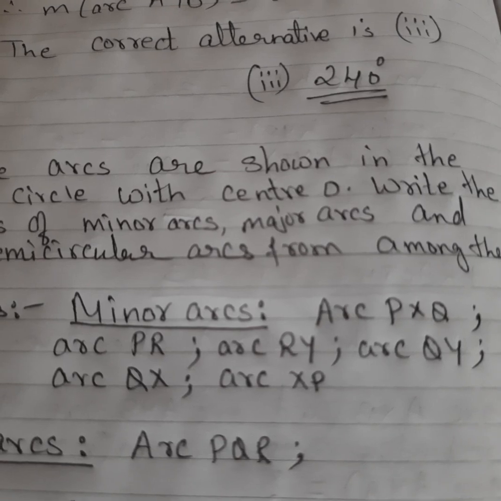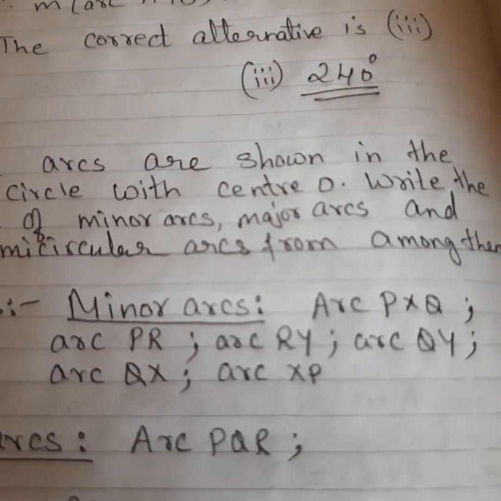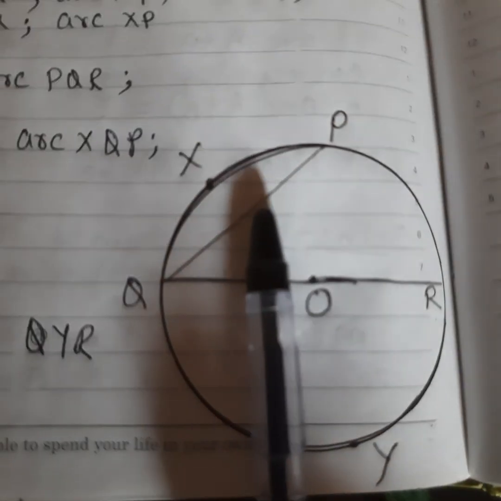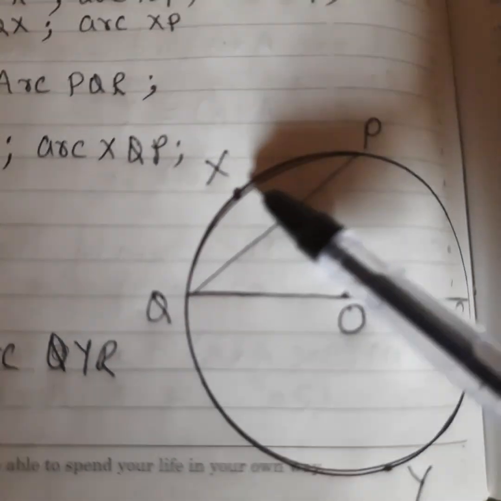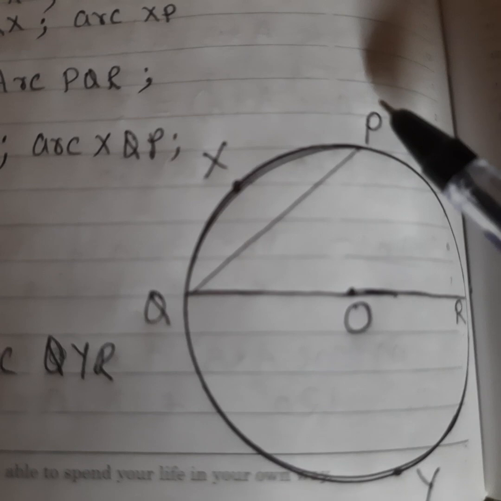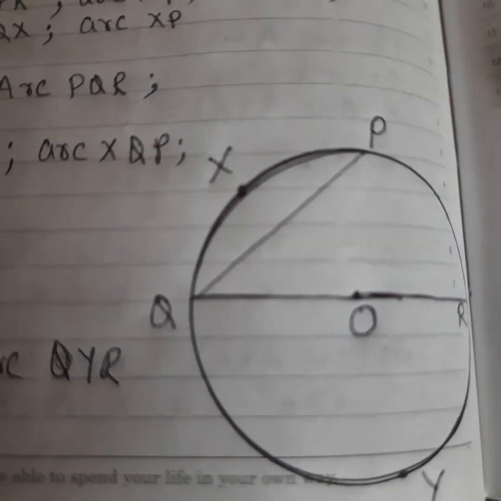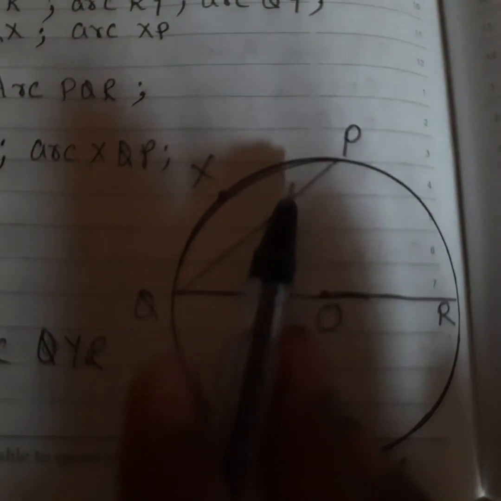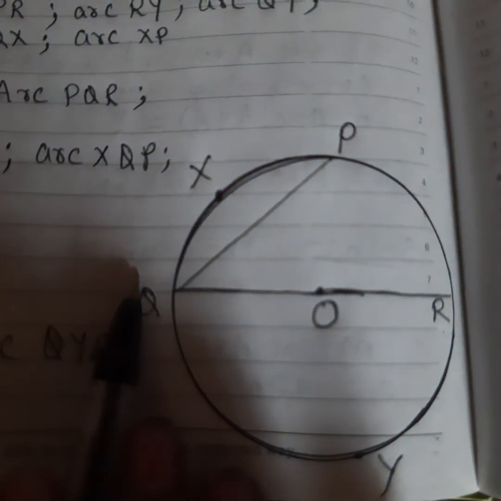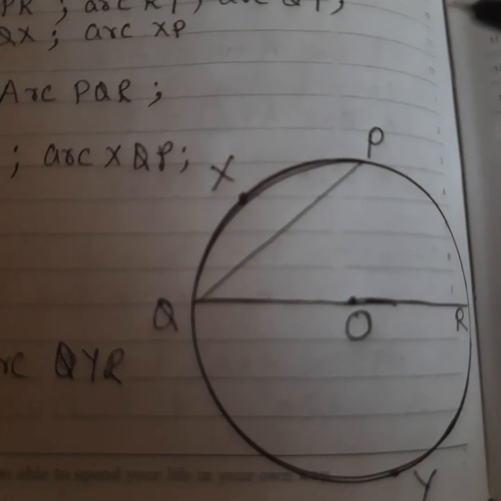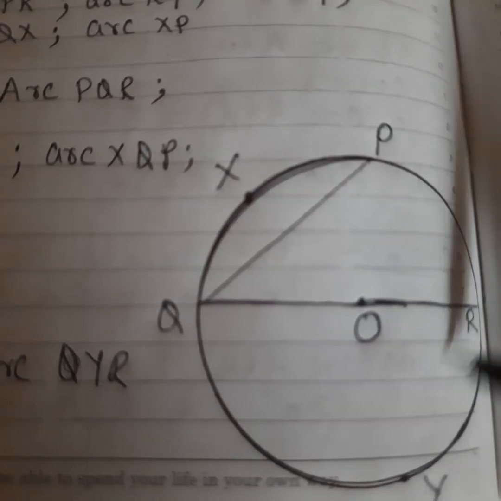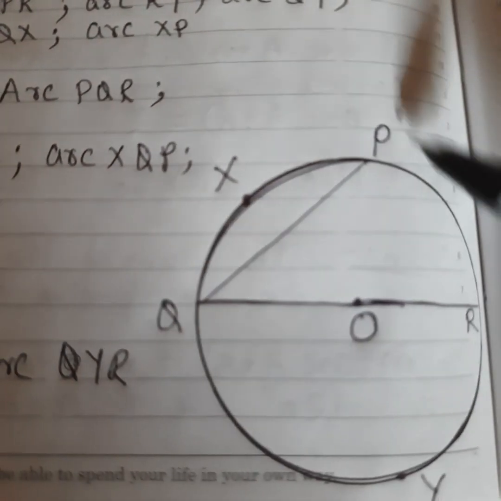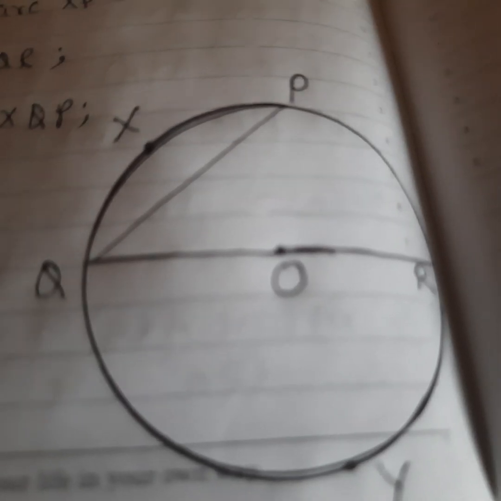Now we'll go on to the major arc. Keeping arc PXQ in mind, we can start. PXQ is a smaller arc, so who is the other one? If I take arc PXQ, then it should be arc PYQ, which is going to complete the circle. So arc PYQ is one of the major arcs.